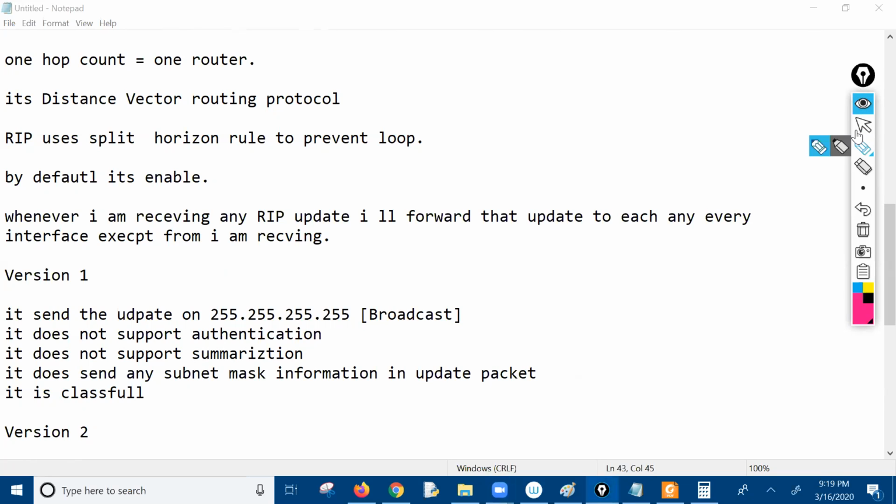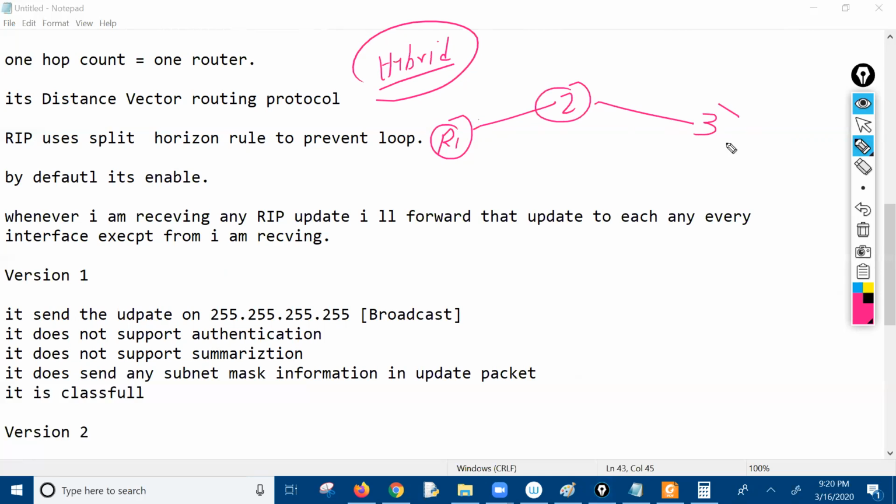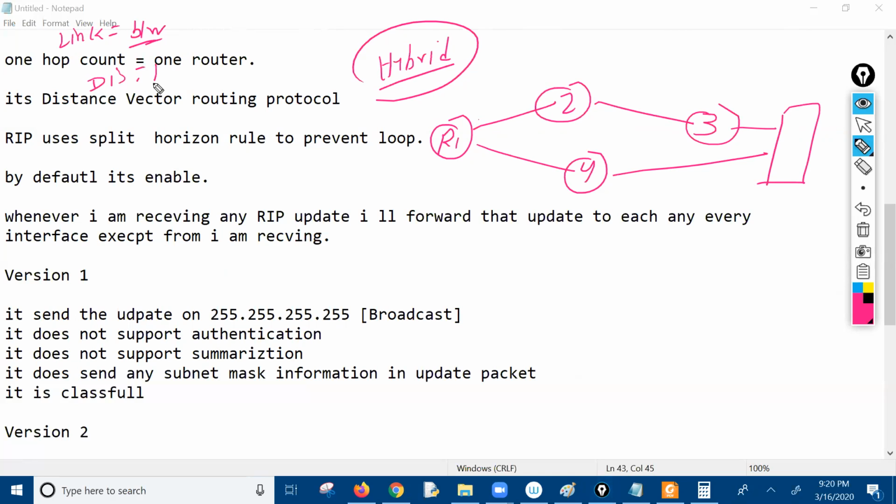Tell me one thing. Why am I saying hybrid? Hybrid means a combination of a link state routing protocol and a distance vector routing protocol. What is the meaning of a distance vector routing protocol? It always forwards the packet based on distance, right? And link state forwards the packet based on bandwidth. That is the whole point.